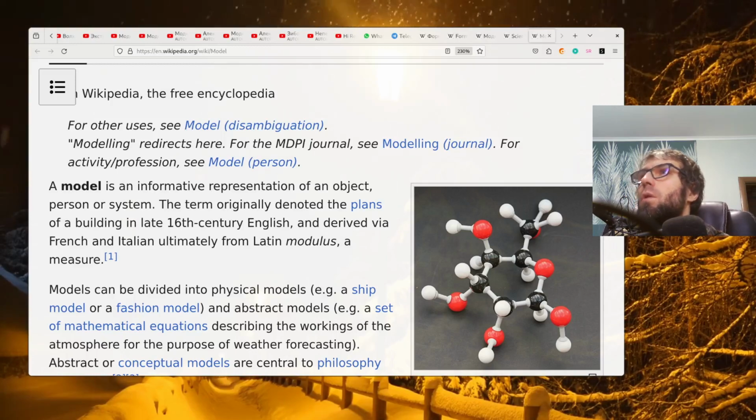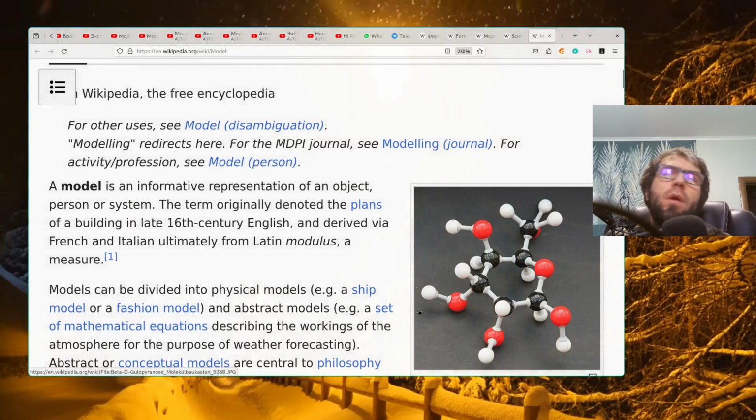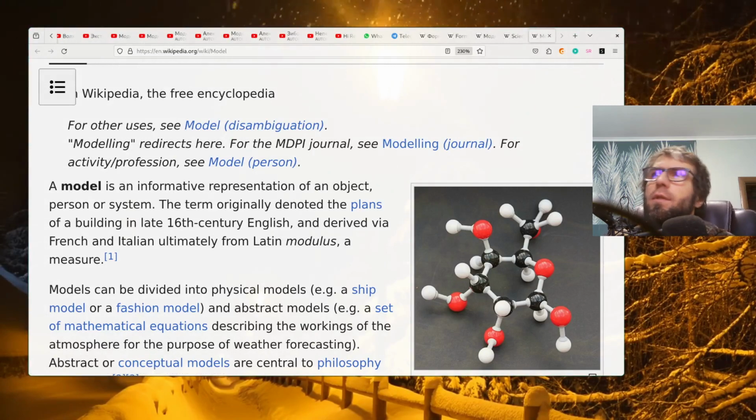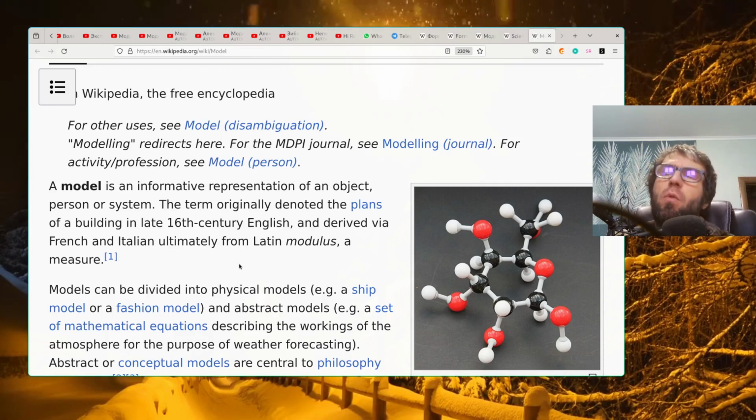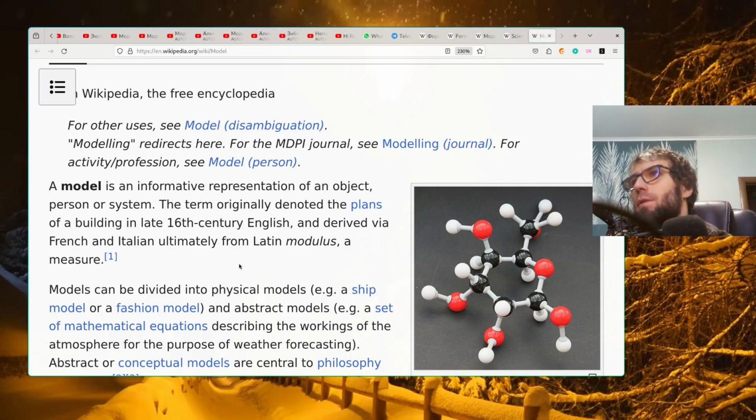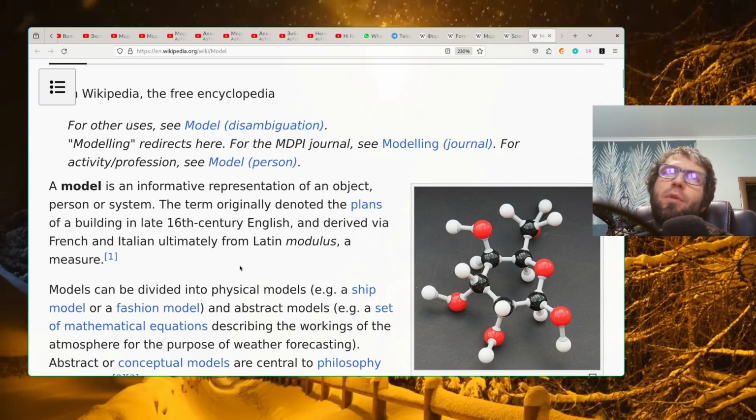What is a model and what is modeling? In a broad sense, a model is an informative representation of some real object. So we take some part of reality, some real object of the world, look at it, start exploring it, and produce some representation of this object.